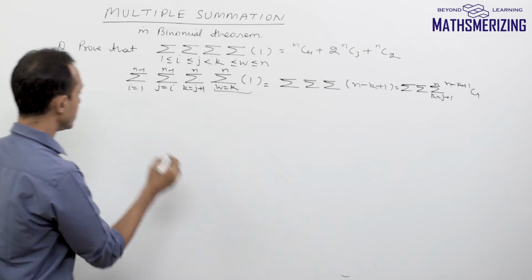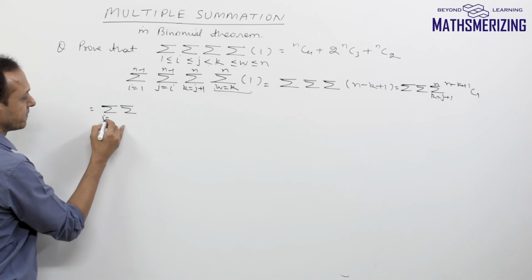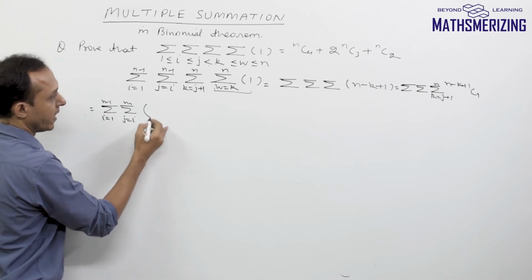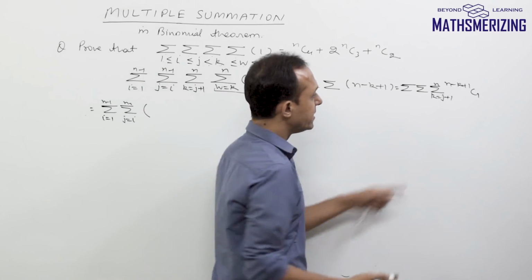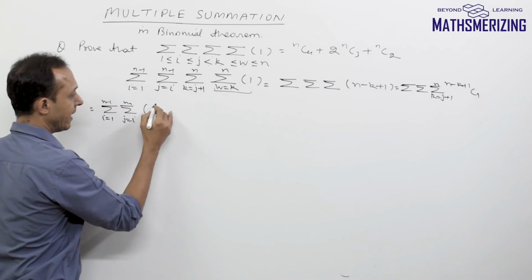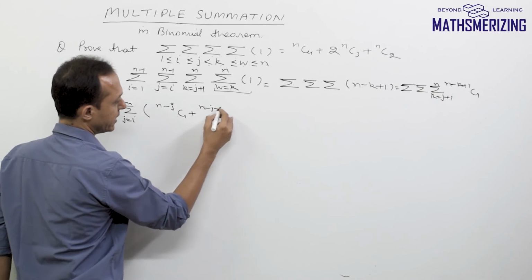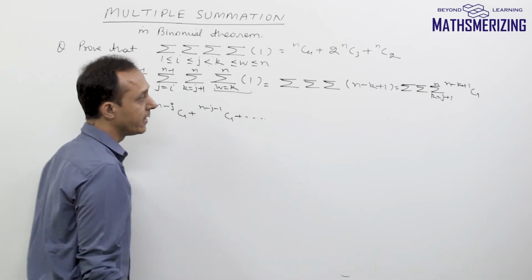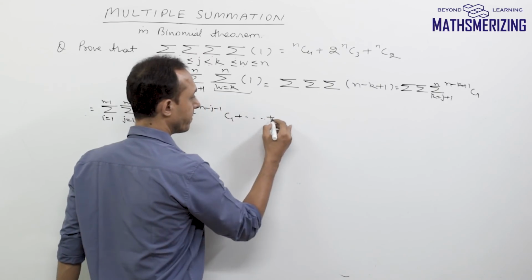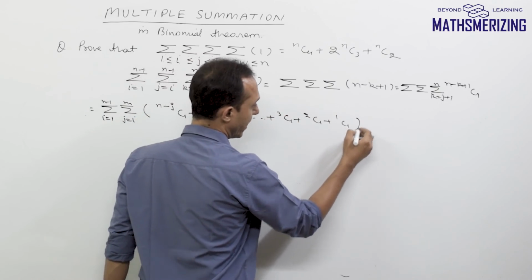So I'll simplify this summation. I'll write it as a double sum where i varies from 1 to n minus 1, j varies from i to n minus 1, and here the first value of k will be j plus 1. So if I put k as j plus 1, 1 and 1 will cancel, and I'll get n minus j C1, and then n minus j minus 1 C1, and finally if I put k as n, I'll get this as 1 C1. So here I'll get 3 C1 plus 2 C1 plus 1 C1.